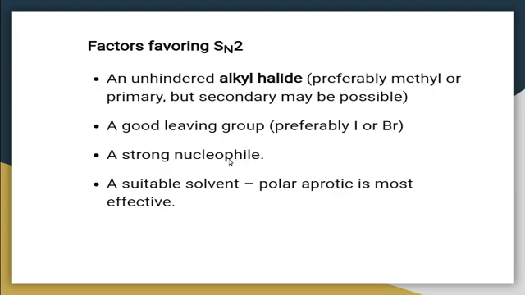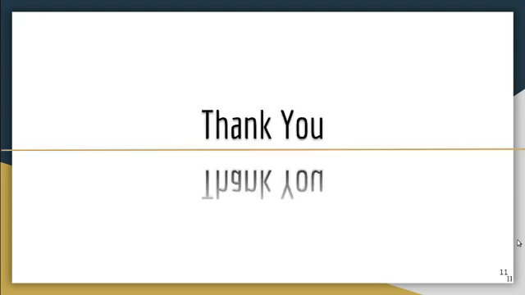Polar aprotic solvent is one factor. Another factor is a strong nucleophile, then a good leaving group, then the alkyl halide, methyl or primary, or sometimes secondary alkyl halide, favors SN2 reaction. So that's all about the various factors that affect SN2 reactivity of alkyl halides. Thank you.